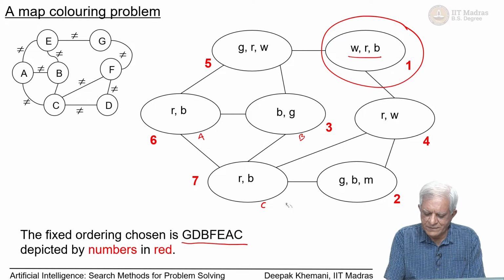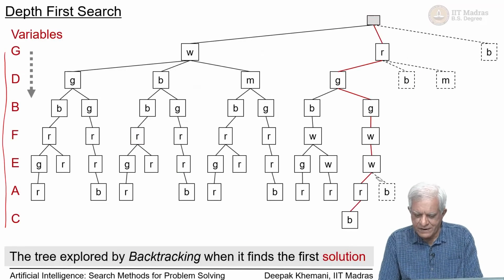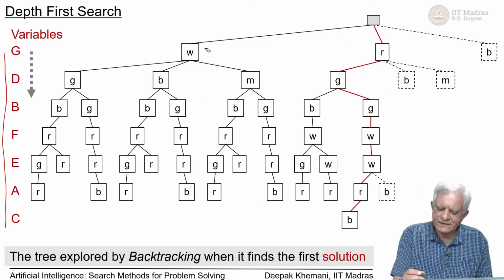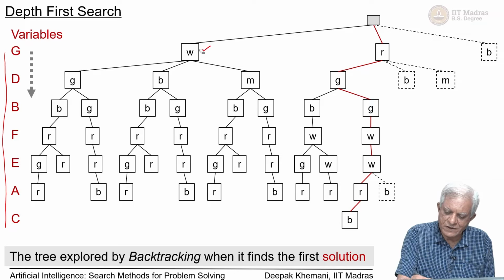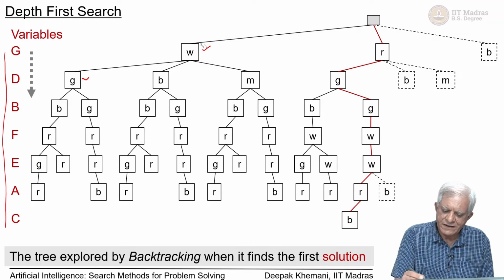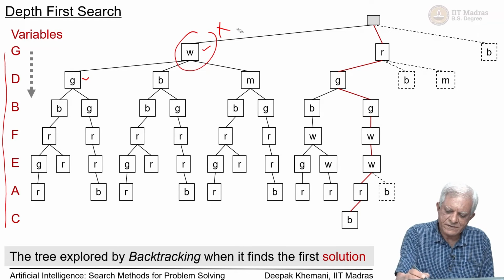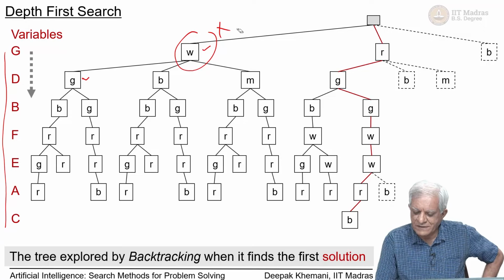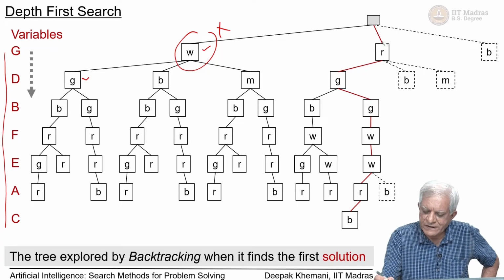Then it will go to variable D, which is the second variable. It has values G, B, M. And this is what this tree is also showing. It starts with a value W for G, then it tries a value G for D and so on. It will search this entire tree and figure out that this part of the tree does not give us a solution, and then it will go with the new value for the variable G, R, and eventually find this solution which is here.